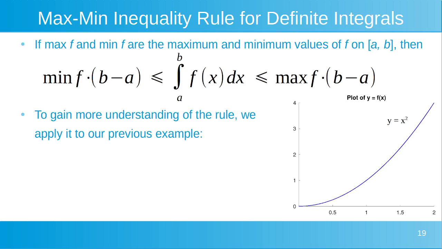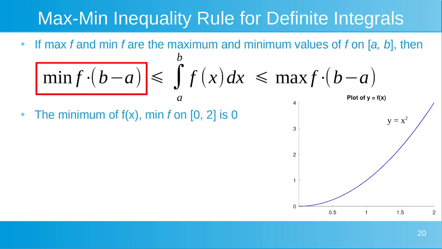To gain more understanding of the rule, we apply it to our previous example, y equals f of x, where f of x was equal to x squared, and that was our continuous function defined and plotted on a closed interval from 0 to 2. For that example, the minimum of our function, min f on the closed interval from 0 to 2, is equal to 0.